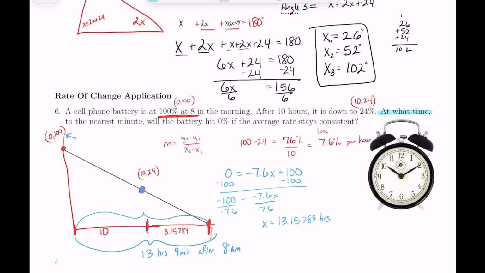So 13.15789 hours after 8 a.m. is still 9:09 p.m. Whew. All right, that's a lot. Well, good luck with this. Go back and rewatch some of it. And remember to pause the video, and especially once you know where you're going with it, pause it and make sure that you can get there on your own, or find some more help.